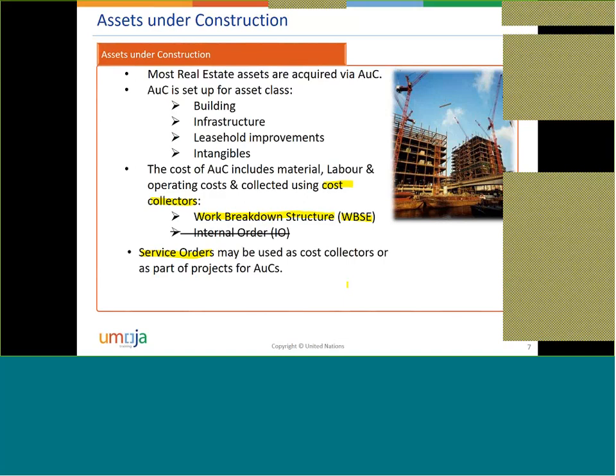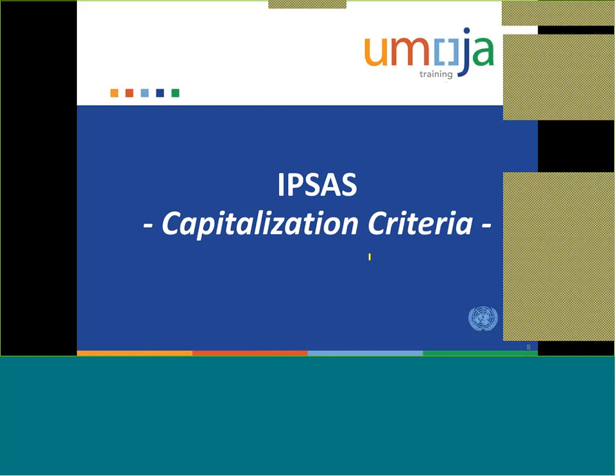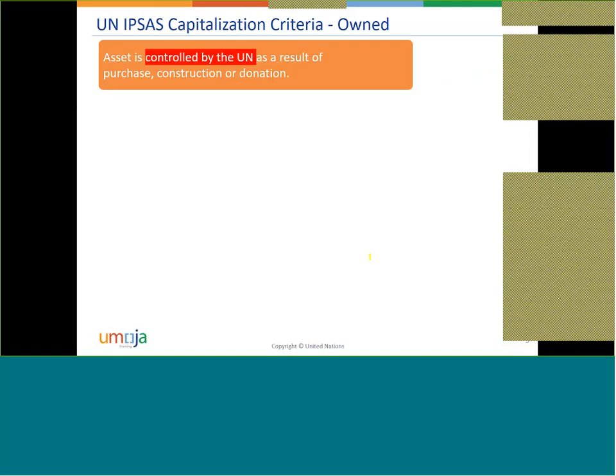Okay. Now we're going to start talking about capitalization criteria. So what are the capitalization criteria in order to consider an asset as a fixed asset in the system? This is very important. Again, this is general. This is not only applicable to assets under construction, but also to any other fixed asset. The first important point is that the asset must be controlled by the UN. So this is what we call the control principle. If we have an asset that is not controlled by UN, it will not be an asset.